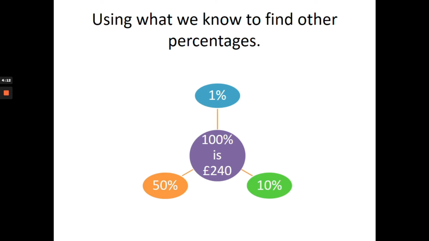Now we need to be able to work out what 1% is. To work out what 1% is, you divide by 100, or you move the decimal place back twice. So 240 divided by 100 equals 2.4, or in this case £2.40. So that's the next one you need to know, working out 1%, which is divide by 100.